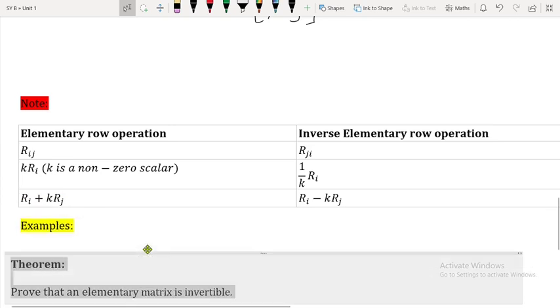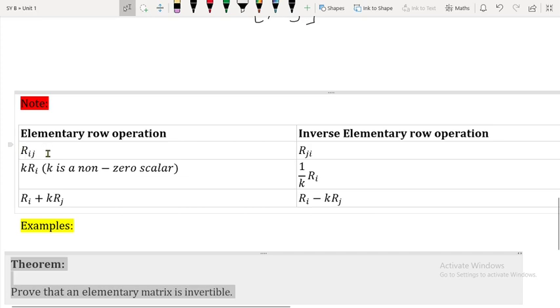Yes, so which are those three elementary row operations? Interchanging two rows, that is Rij; then multiplying a row by a non-zero scalar, that is k times Ri; and then at last you have Ri plus k times Rj. Okay, so what is inverse elementary row operation? The inverse elementary row operation of Rij is Rji.